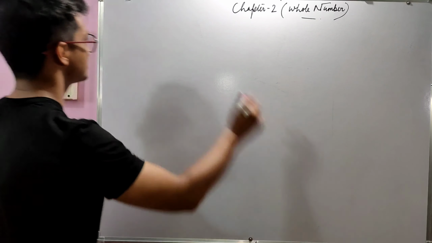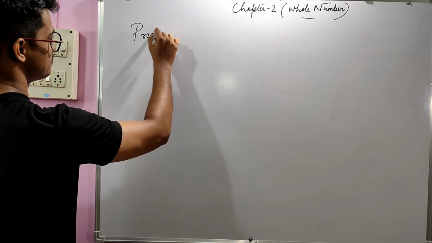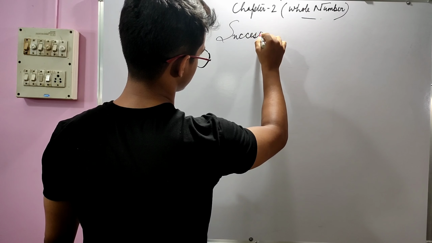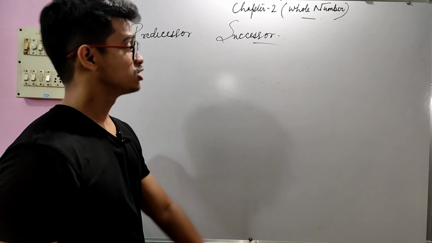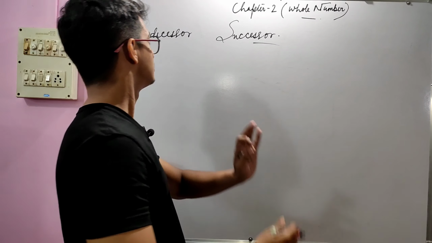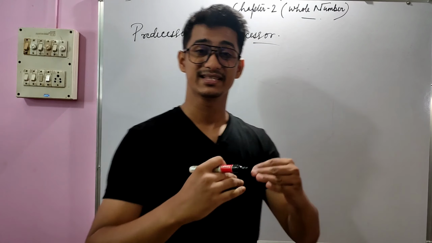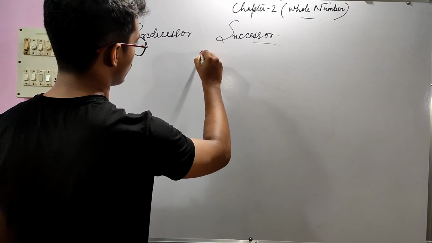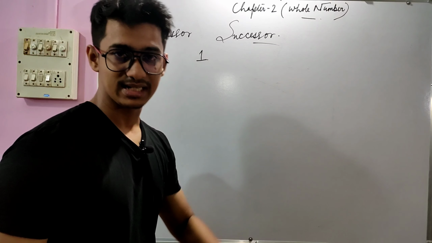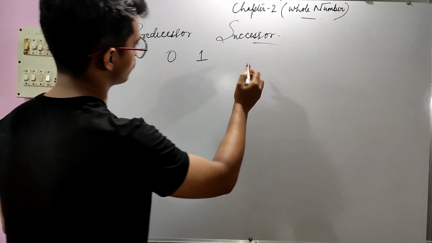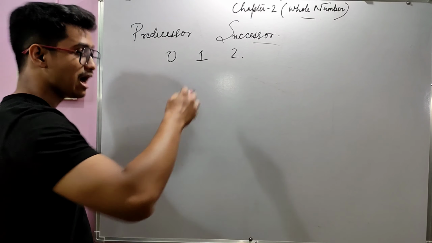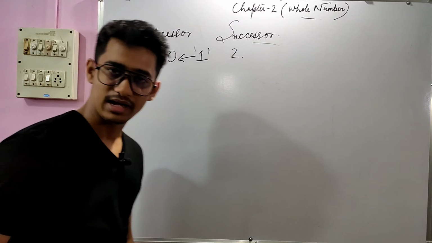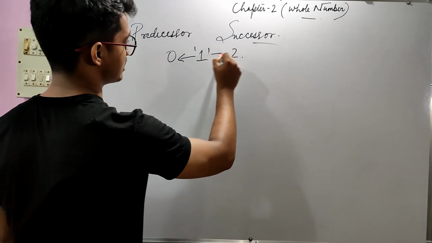Now the next topic is predecessor and successor. These are the two terms that we are getting in our book, right? So predecessor is nothing but the previous number, and successor is the next number that is coming. So for example, if I say 1 is there, before 1, what is that number? That is 0. And after 1, what is that number? That is 2. So if I ask you what is the predecessor of 1, it is basically 0. And if I ask what is the successor of 1, that is basically 2.